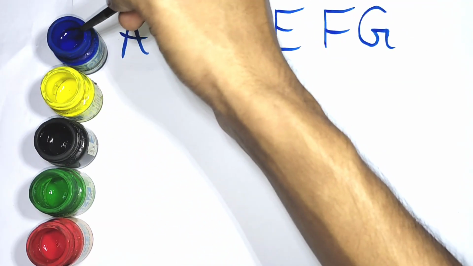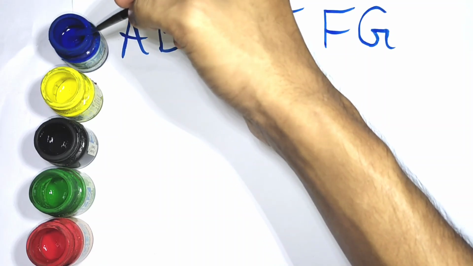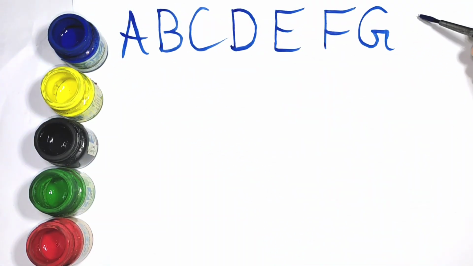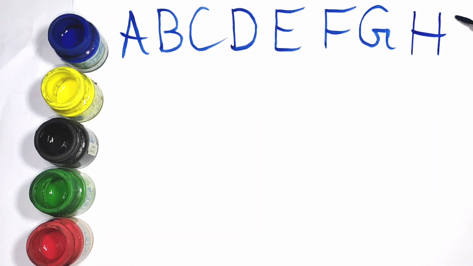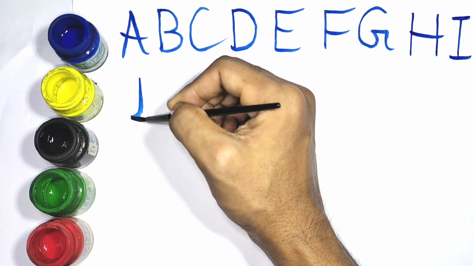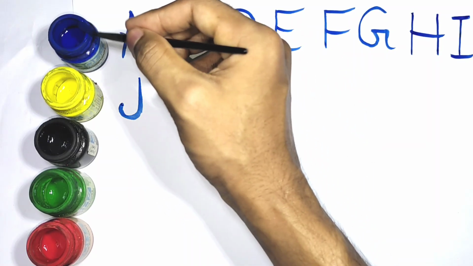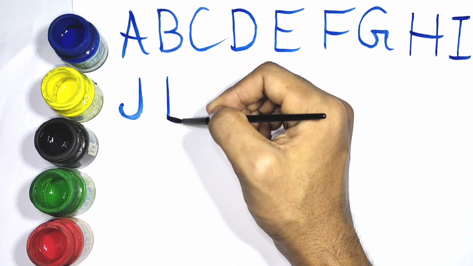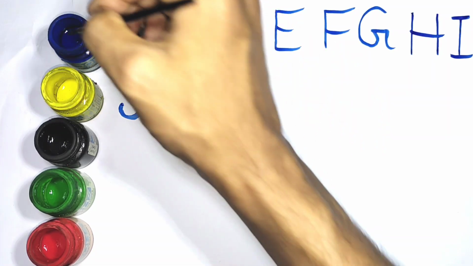Now we use blue color. The next one is H. H for hand. I for eyes. Kids, now we use blue color and draw J. J for jackfruit. And the next one is K. K for kite.